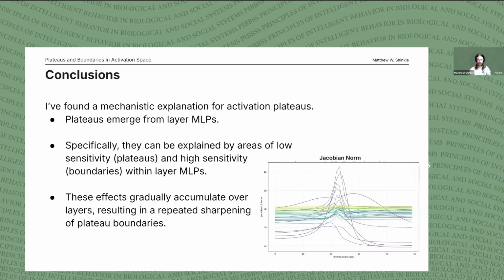So to tie everything together, through a series of experiments, I found a mechanistic explanation of how the phenomenon of activation plateaus occurs in large language models. Specifically, I found that plateaus emerge from the MLP blocks in each layer and can be explained by regions of low magnitude Jacobians producing plateaus and high magnitude Jacobians at the boundaries separating them. I find that this effect accumulates over model layers, resulting in sharp plateaus and boundaries in the model outputs.